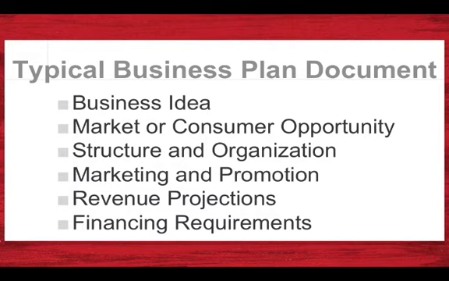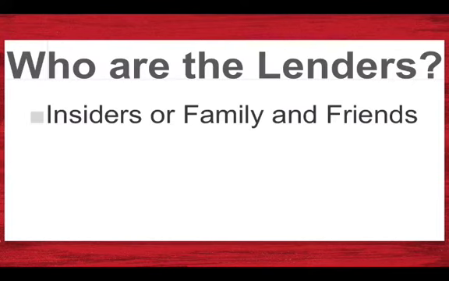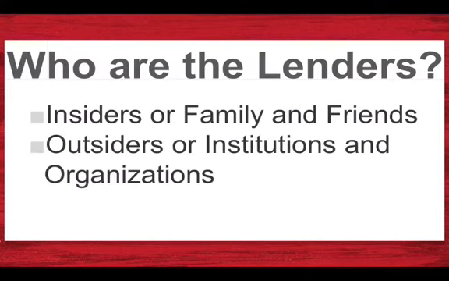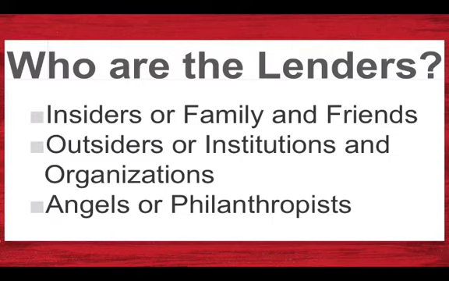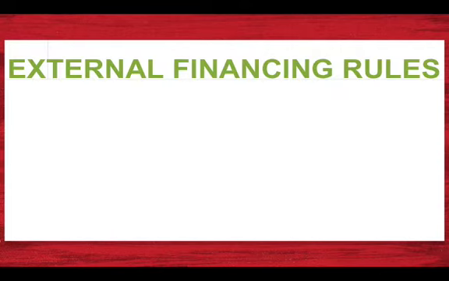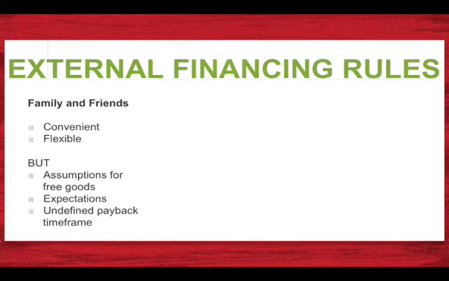So in general, let's talk about lenders first. There are basically three buckets of lenders, let's call them, who may be willing to support your business, and each will have different reasons for their participation. So we'll cover the insiders, those are the family and friends, the outsiders, those are institutions, organizations, banks, lending organizations, and then the angels or the philanthropists. And here's what to think about when you're approaching the different kinds of lenders. You start with family and friends.